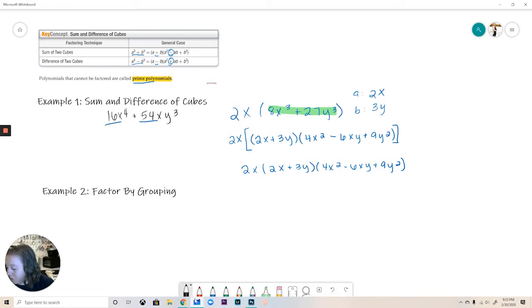Example 2, factor by grouping. So this is where we get, I think these ones are so fun, but of course I'm the math teacher, so. But we're going to get long expressions on this one, and we're going to have to break them down, and we're going to be doing exactly what it says, factor by grouping.